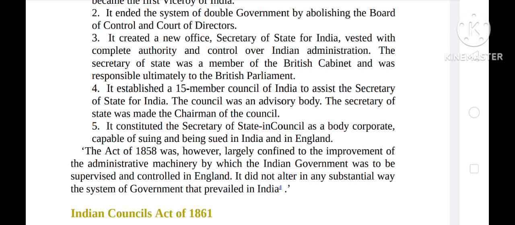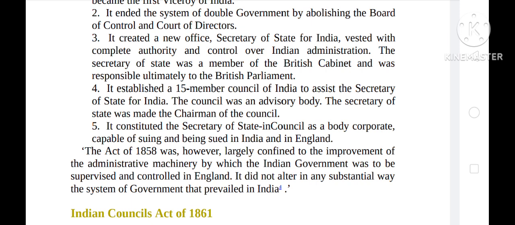It ended the system of double government by abolishing the Board of Control and Court of Directors. It created a new office, Secretary of State for India, vested with complete authority and control over Indian administration. The Secretary of State was a member of the British Cabinet and was responsible ultimately to the British Parliament.